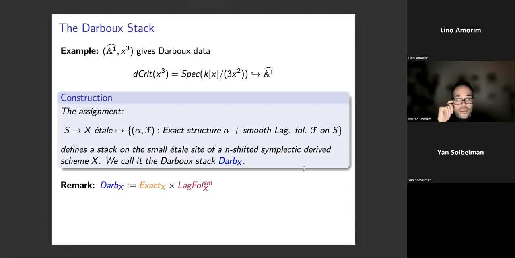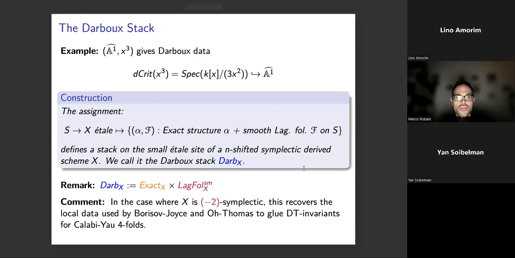As a stack, you can decompose it as a product of the stack that classifies exact structures and the stack that classifies smooth Lagrangian foliations. These are complicated stacks, but they exist. A comment: in the case where X is -2 shifted symplectic, this description as the Darboux stack recovers the local data used by Borisov-Joyce and Oh-Thomas to glue Donaldson-Thomas invariants for Calabi-Yau fourfolds. They also have local models, and their local models correspond to this. So in this language, local models for -1 or for -2 shifted symplectic structures correspond to the same information: an exact structure and a Lagrangian foliation.